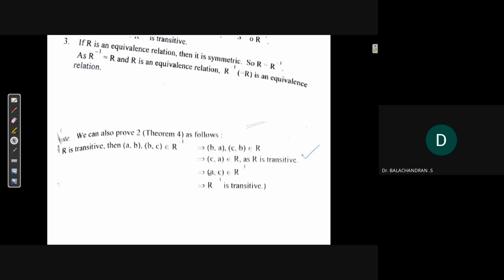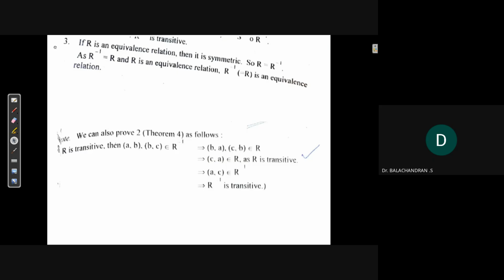R inverse. So A comma C is in R inverse. That's why R inverse is transitive. Third one: if R is an equivalence relation, then R inverse is also an equivalence relation. If R is an equivalence relation, it should be symmetric. Symmetric means R equals R inverse, or R inverse is the same as R. By assumption R is an equivalence relation and R equals R inverse, both of them are the same. Hence R inverse is also an equivalence relation.